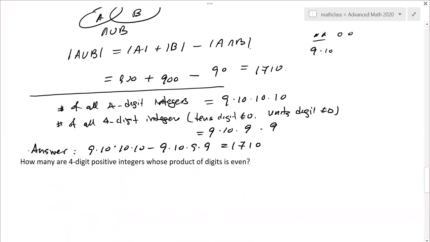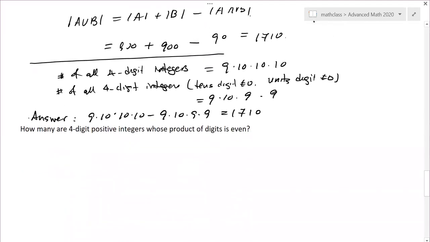All right, so let's take a look at the next problem. How many 4-digit positive integers have a product of digits that is even? Okay, please work on this.